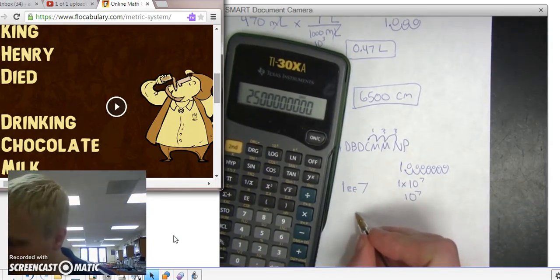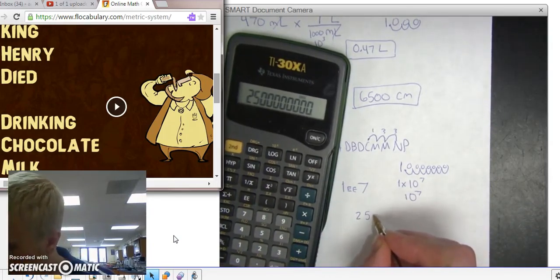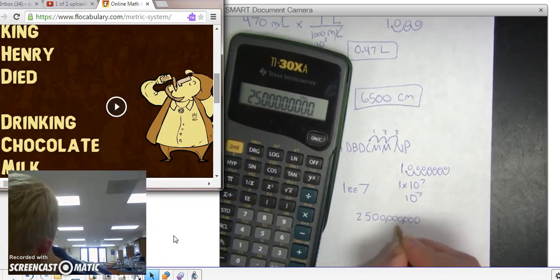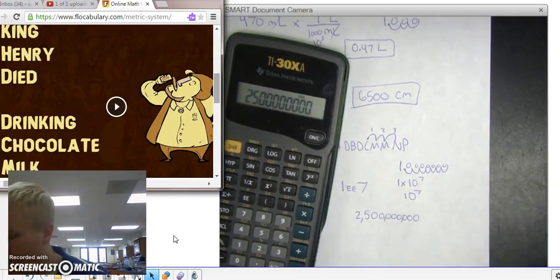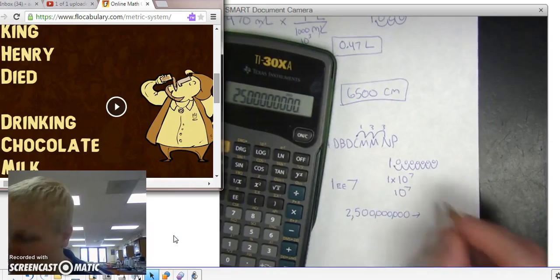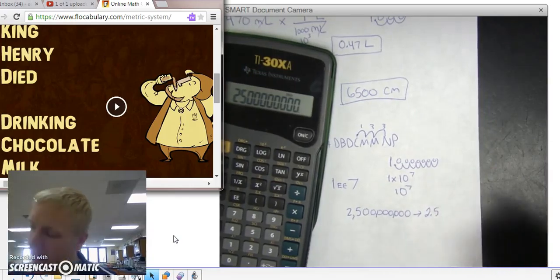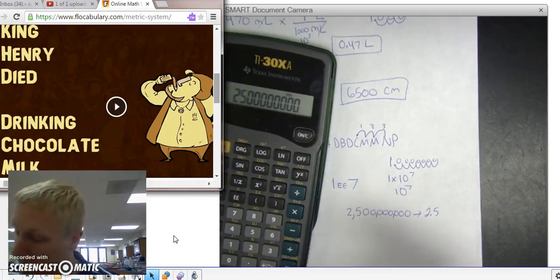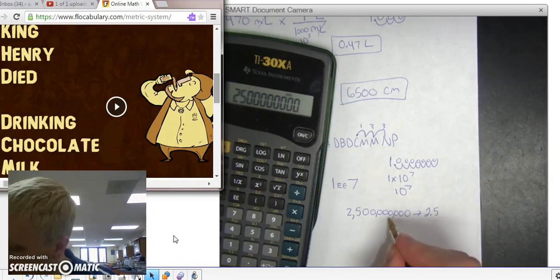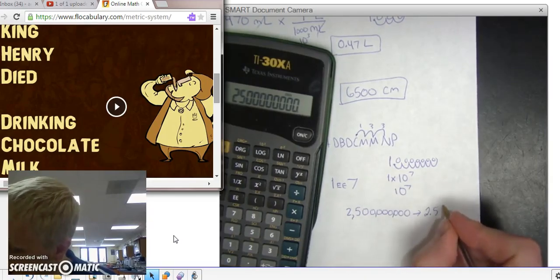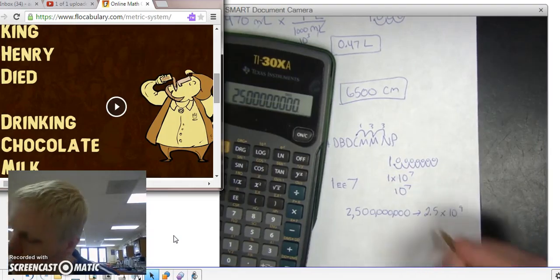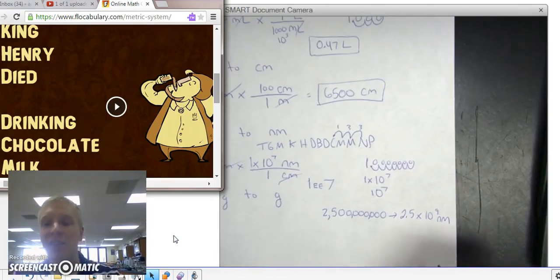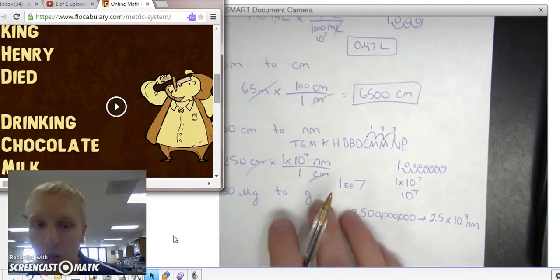Our final answer is 250,000,000... We're in the millions. Looks like 2.5 billion. Let's put that into scientific notation because that's just insane. Remember, in scientific notation, our number needs to be greater than 1 and less than 10. We're moving our decimal 1, 2, 3, 4, 5, 6, 7, 8, 9. So we're talking about 2.5 times 10 to the positive 9 nanometers is equivalent to 250 centimeters.